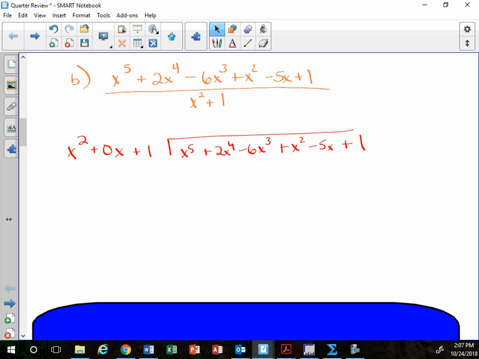Okay, so right here, this would be negative x squared plus 2x plus 1. So you actually have one more round of that.